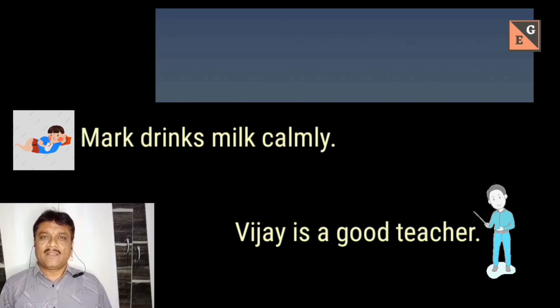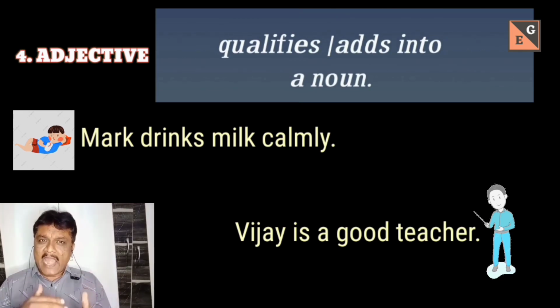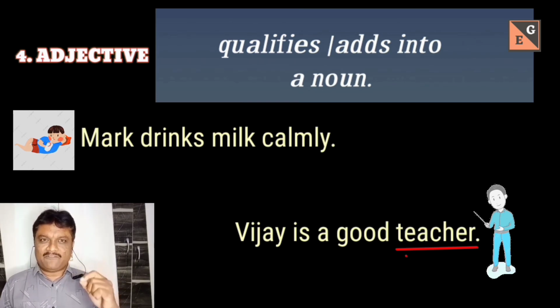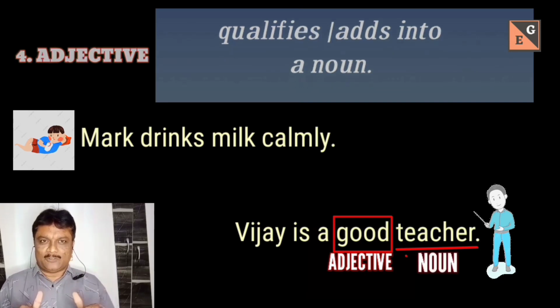Now, object is followed by adjective. As we all know, adjective is something that qualifies or adds into the noun. Look at the second example. Vijay is a good teacher. In this sentence, teacher is qualified by the adjective good. So good becomes the adjective which is telling something more, which is adding into the noun.